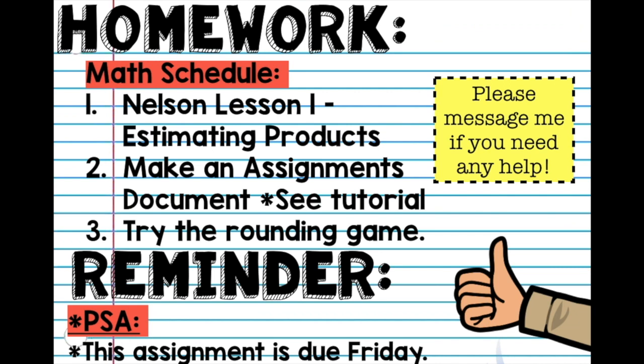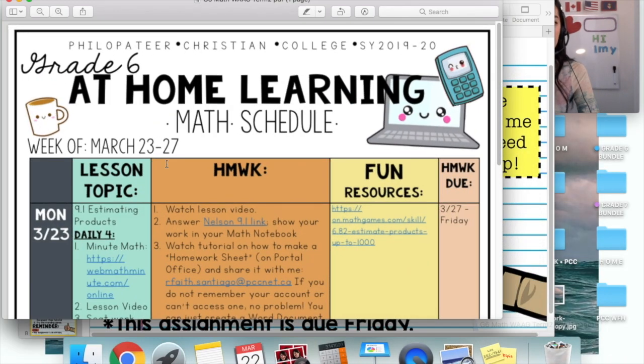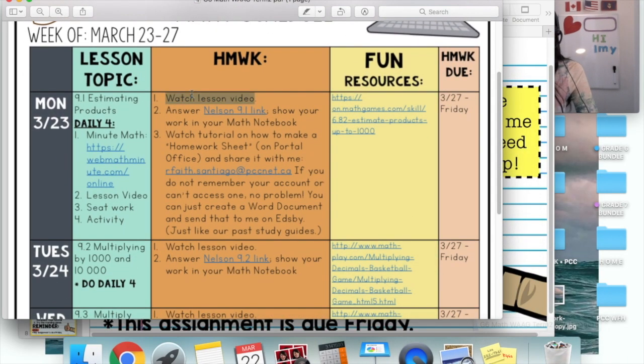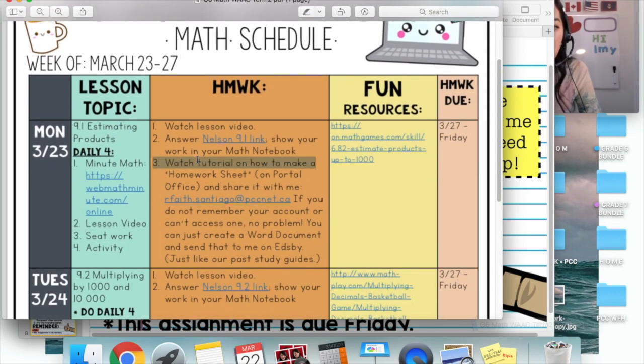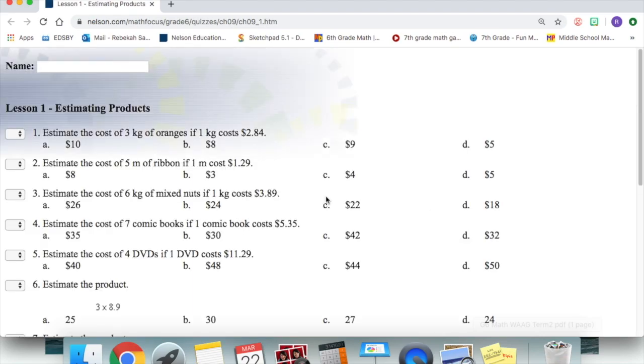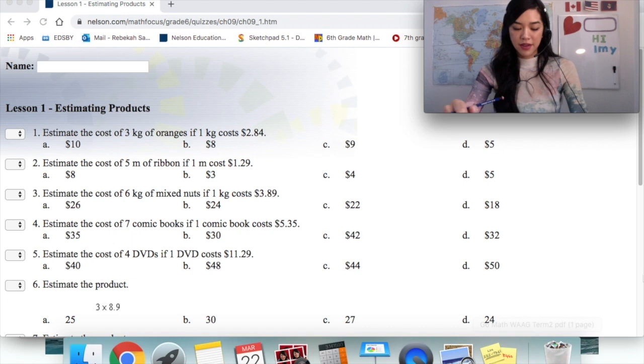Okay, so looking back at our math schedule, here is grade 6. We already did number 1. We watched our video. Now we're going to answer the link. So you're going to click the homework, click Nelson 9.1. All right, so it should show here. This is what your homework's going to look like. In your notebook, you're going to put it right here.